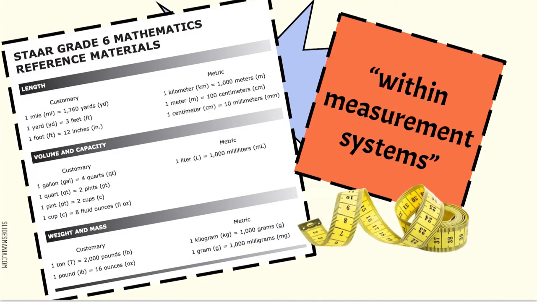We are going to be using our STAR reference material sheet for this entire lesson. And notice when I said what we were doing today, I spoke about how we were going within measurement systems. What that means is we will be staying either in the metric system or the customary system. So we'll be converting between miles, yards, feet, and inches, or between kilometers, meters, centimeters, and millimeters. We're not going to cross between customary and metric. This is actually something that you'll learn next year in 7th grade math.